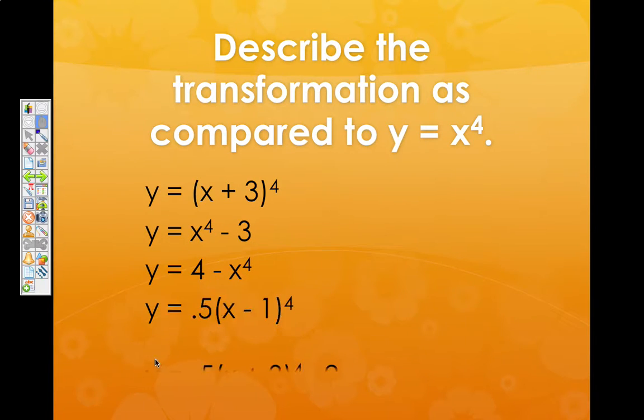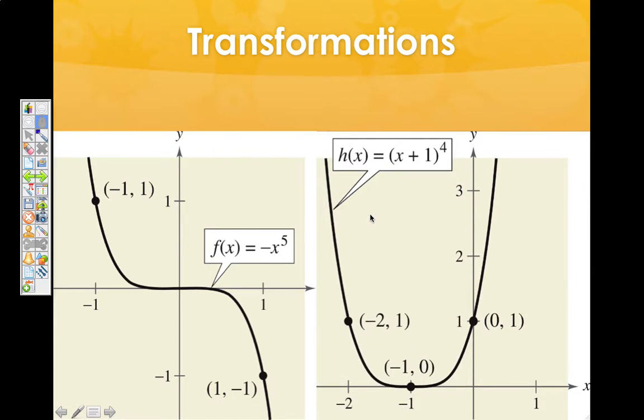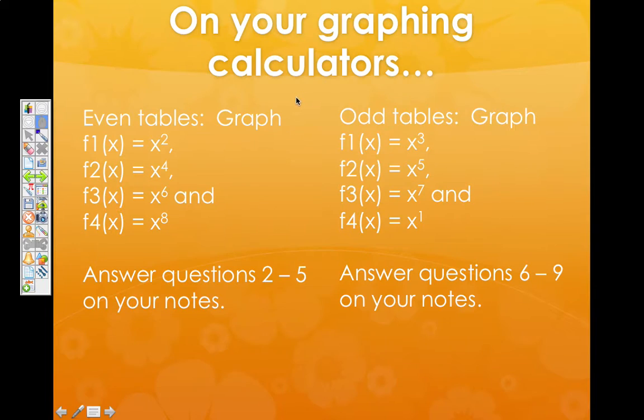Okay, let's take a look at the next slide here. So here's another transformation. We have f of x equals negative x to the fifth. So here's what an x to the fifth function looks like. And we're going to talk about in a few other slides what the negative is doing to this function. And here's one that we already talked about. X plus 1 to the fourth power shifts it to the left 1. So you can see here's the new vertex and some points. But let's look at behavior.